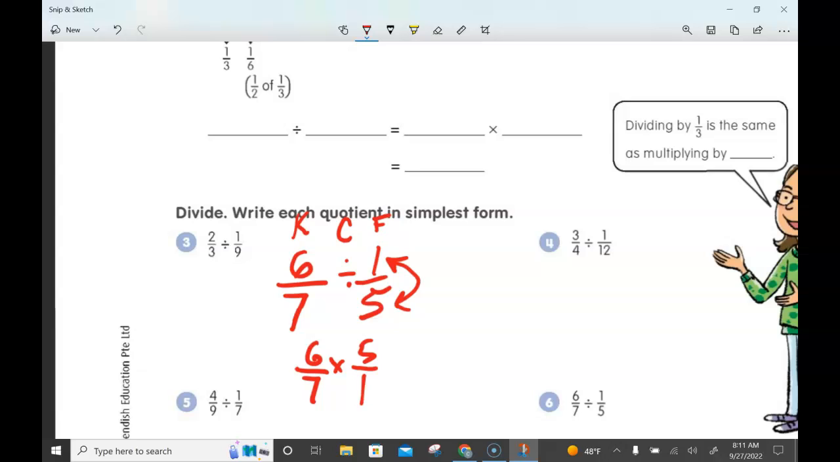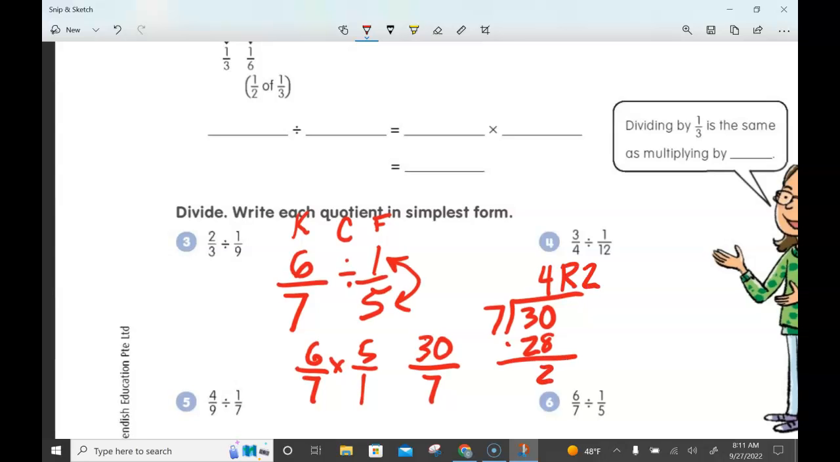Now we can multiply. 6 times 5 is 30. 7 times 1 is 7. Now we've got to change that into a mixed number, so we take 7 into 30. It's going to go 4 times. 4 times 7 is 28, with 2 left over. Now for our mixed number, the division answer, the dividend, is going to be our whole number. Remainder is 2. Denominator stays the same, for 4 2/7.